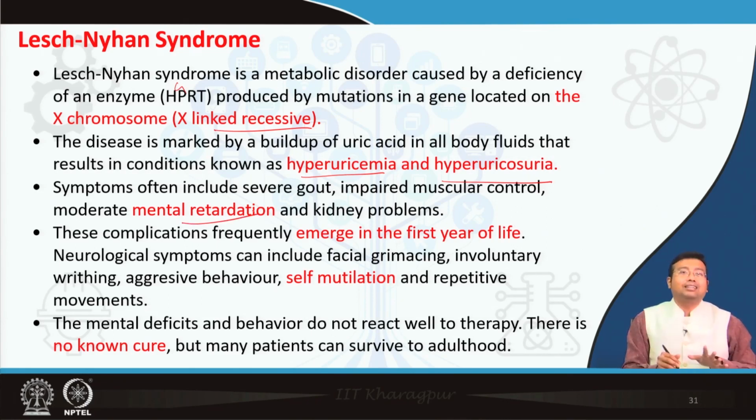The disease presents very early, in the first year of life, and the symptoms are mainly neurological since it is affecting the brain. It includes facial grimacing, involuntary writhing, the baby coils onto himself, aggressive behavior, self mutilation, where the baby bites his or her fingers, and repetitive movements. And the bad thing is there is no known cure. However, some cases with mild deficiency may proceed to adulthood.